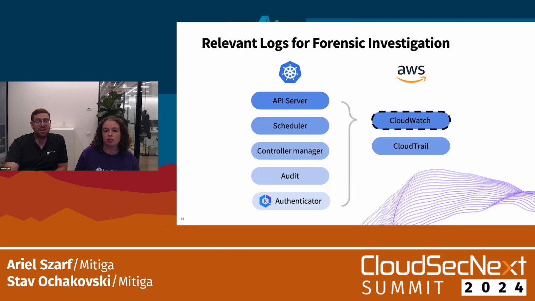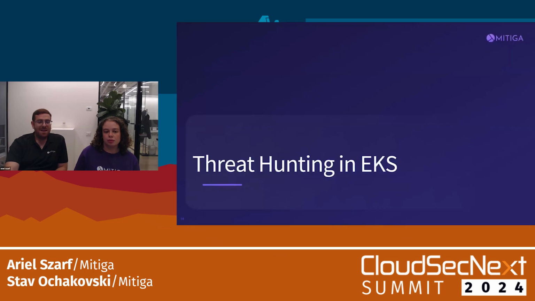The AWS threat detection service is called GuardDuty. GuardDuty provides alerts of suspicious activity using machine learning and enrichments. Now, we are going to talk about threat hunting in EKS. We'll ensure that everyone is on the same page by briefly discussing what threat hunting is and why it's important. Then we'll perform our own threat hunt together.